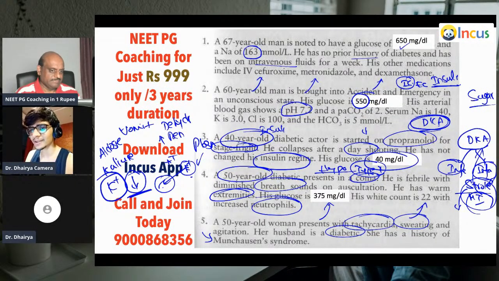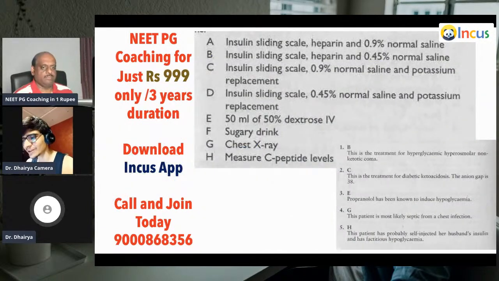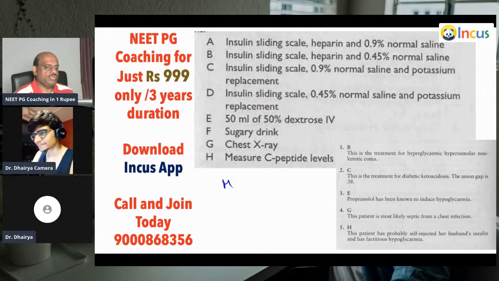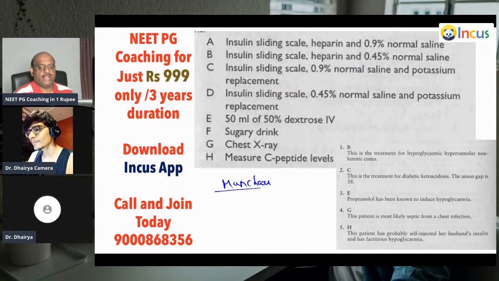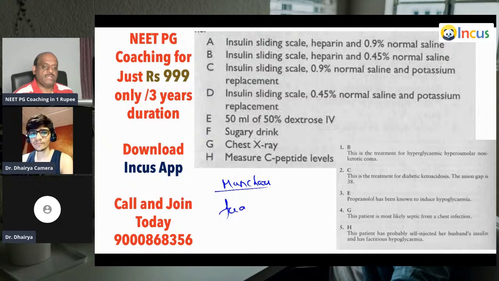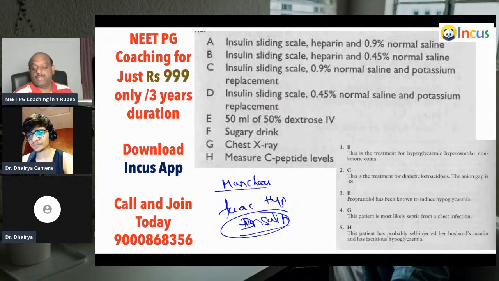Munchausen syndrome is very difficult to diagnose, and if you end up diagnosing a patient with Munchausen syndrome, the first thought they have will be that you are calling me insane. So there are a lot of medico-legal issues with it. In Munchausen syndrome, she is trying to create a factitious hypoglycemia by injecting her husband's insulin, not because her body produced a lot of insulin.